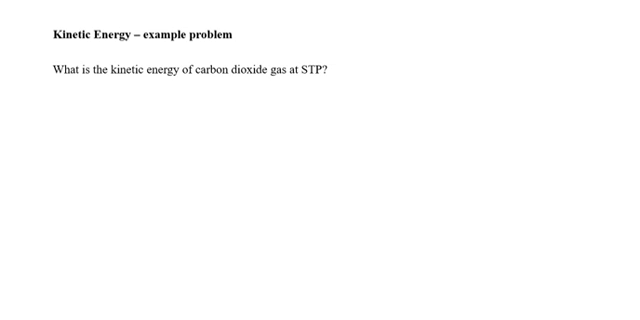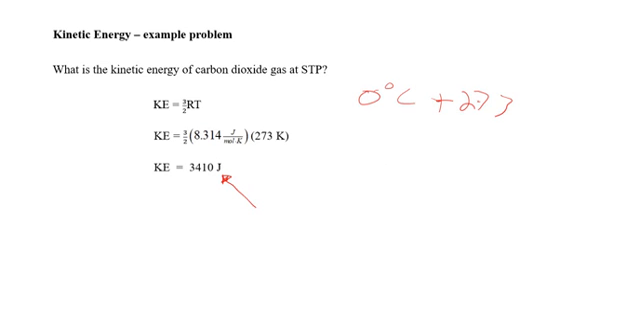As a quick example, let's look at the kinetic energy of carbon dioxide gas at STP. We need to know the temperature at STP, that's 0 degrees C. Add 273 to it, and you get 273 Kelvin. So 3/2 RT is our kinetic energy, subbing in those values, and we get 3,410 joules. I'm sorry, joules per mole. I should have written that a little bit better. We get joules per mole because that's what the units are.